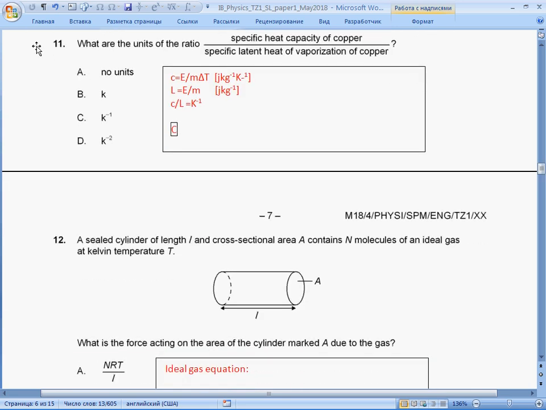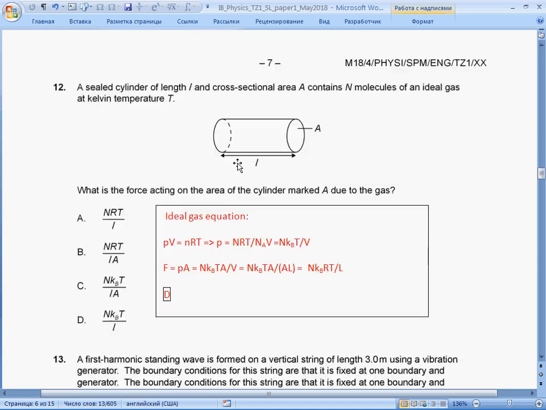Question 11. What are the units for the ratio specific heat capacity of copper divided by specific latent heat of vaporization of copper? So we write formulas for specific heat capacity. It is energy per mass per degree. For latent heat, it is energy per mass, and then we divide, and we get C, Kelvin minus 1.